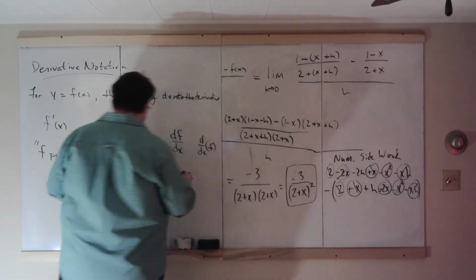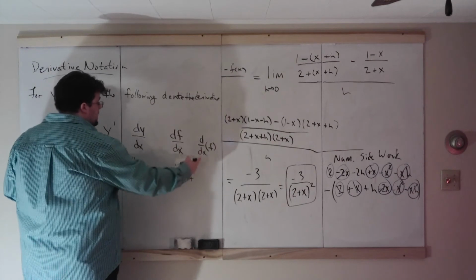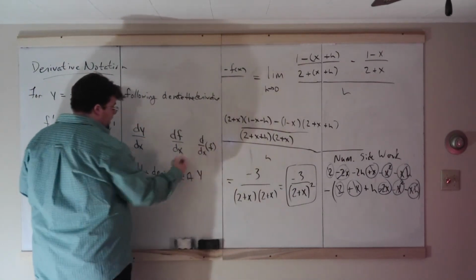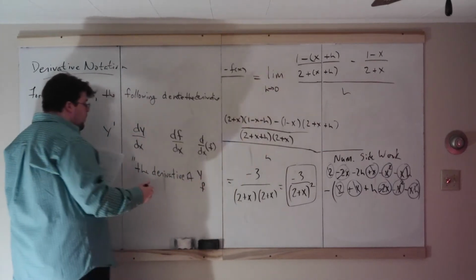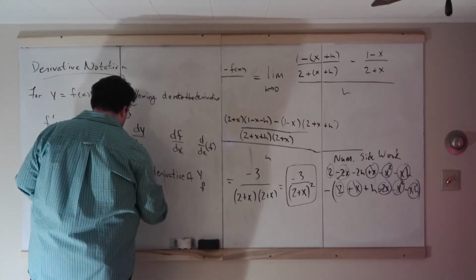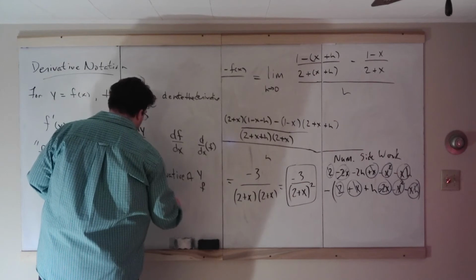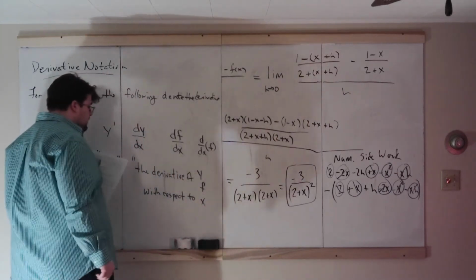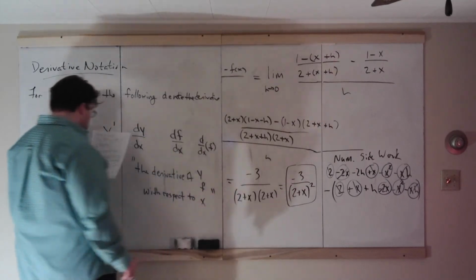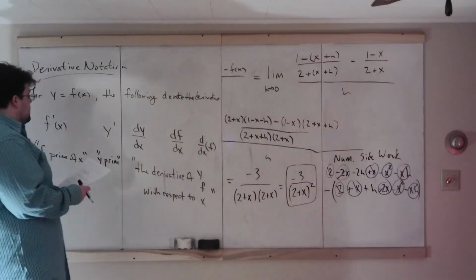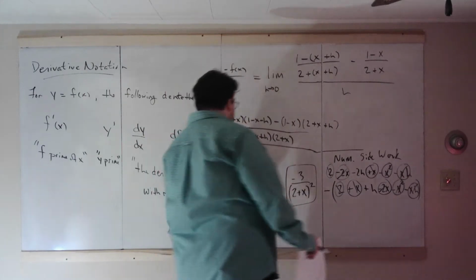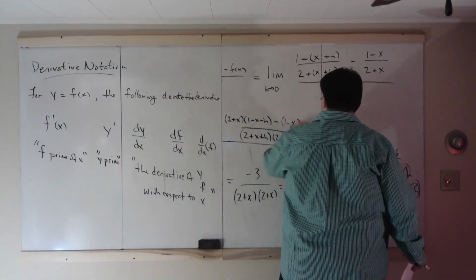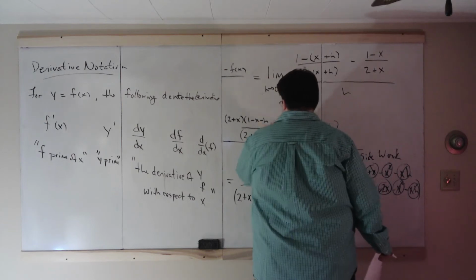of, in this one we have dy dx, df dx, d dx of f. So the derivative of y, or f if you use f. So the derivative of y with respect to x is how you would read that one. With respect to x just means we have a variable that we're controlling with our limit. Well, we're using the limit to control the variable.